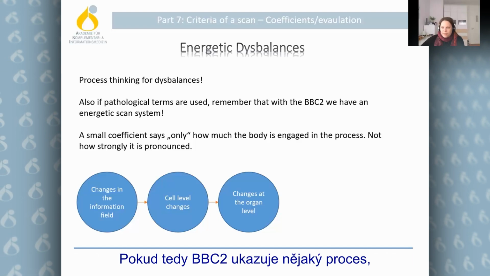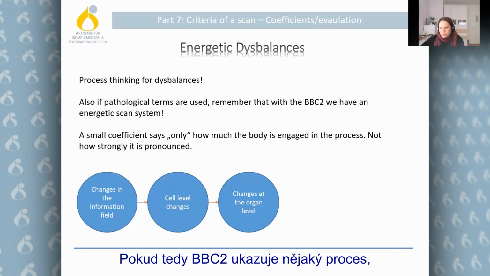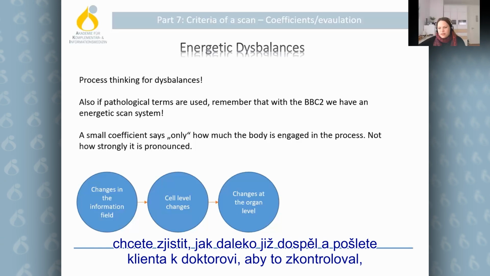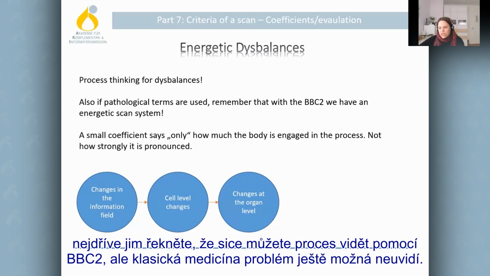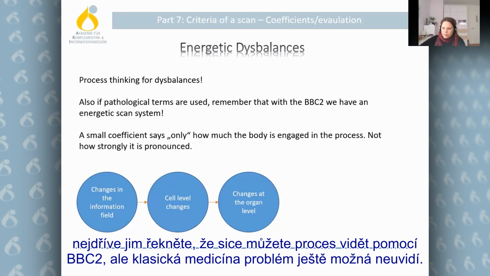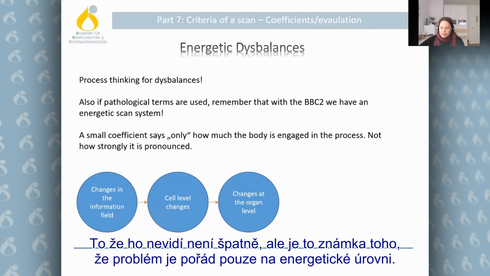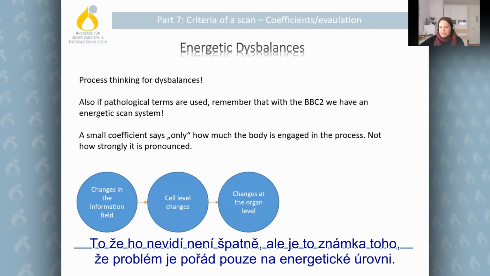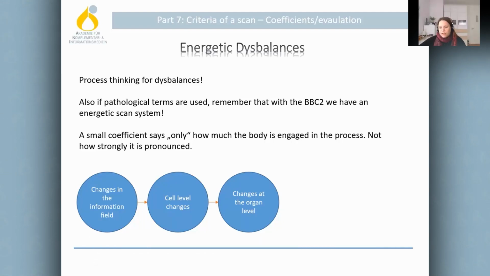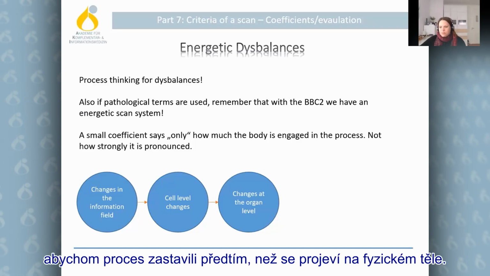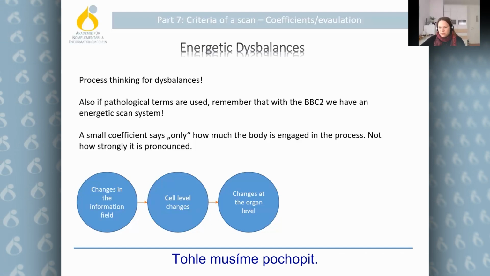So when you see a process showing up in the BBC2 and you want to get clear how far the process has gone already, and you send your patient to the doctor to check it, please tell them first that it can be that you have seen it in the BBC, but it's not seen with a normal school medicine. It's not bad that it's not seen, but it's a sign that it's still in the energetic field, and a good way to start the bioenergetical treatment to be able to stop the process before it's going to the physical body. So this is what we have to understand.